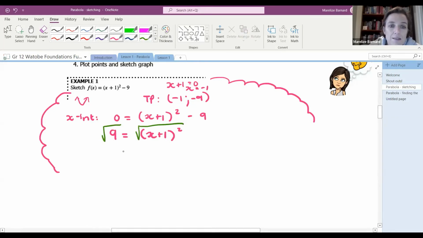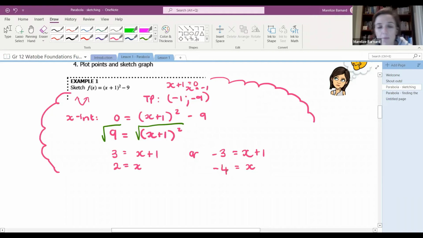And we get x plus 1 is equal to 3. But when I take a square root of a number, it can be positive or negative. So x plus 1 can be minus 3. Subtract 1 on both sides. That gives me x equal to 2. And if this is plus 1, I subtract it on both sides. That gives me minus 4.